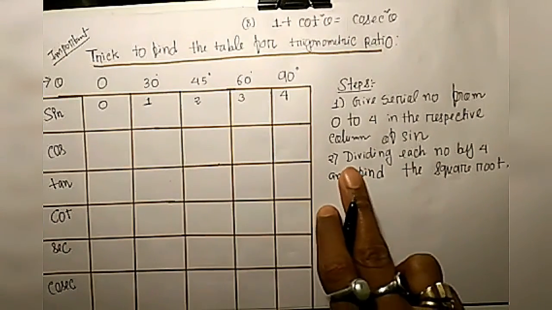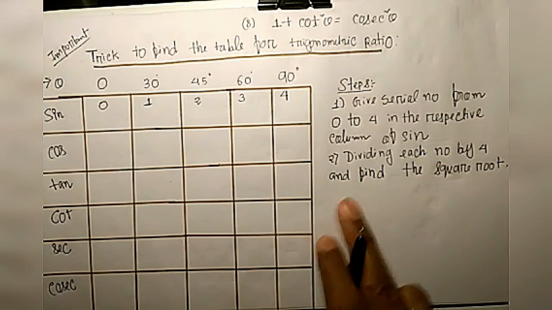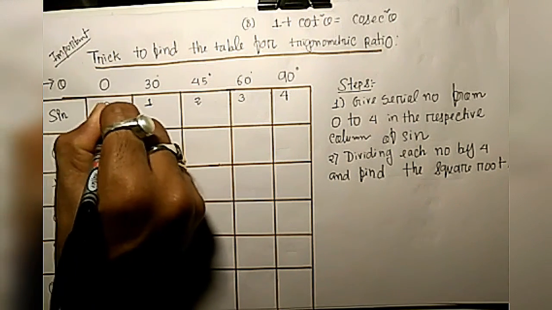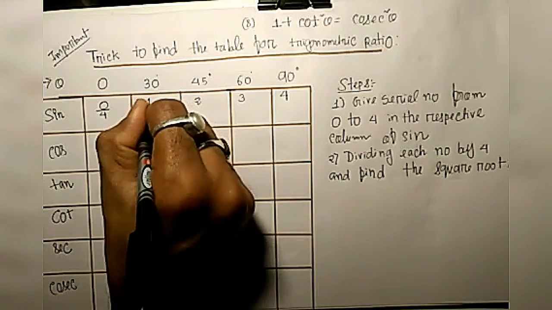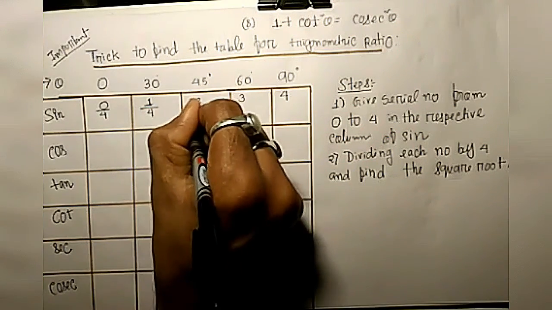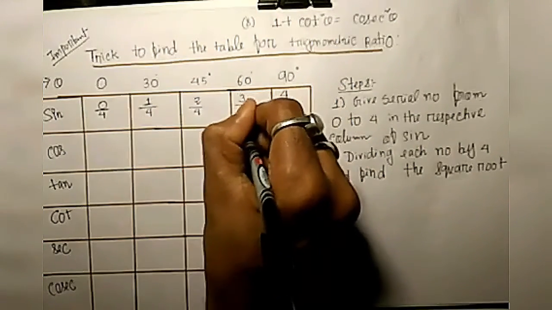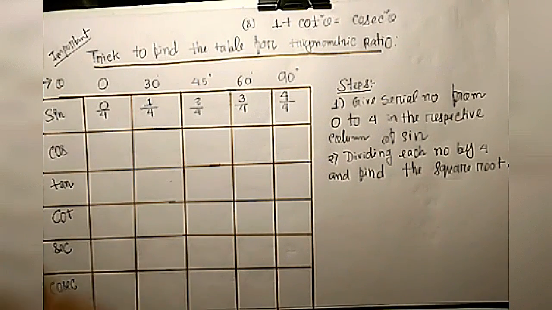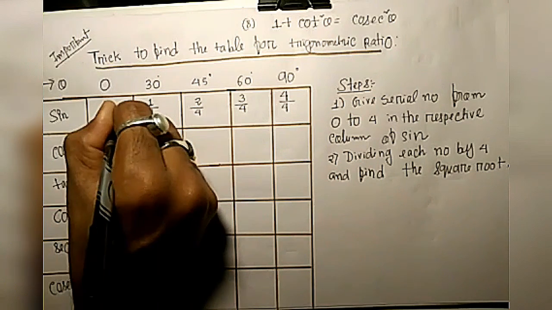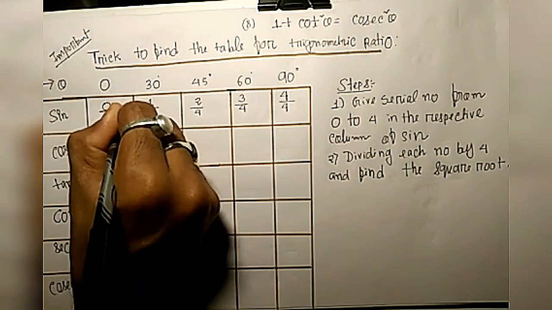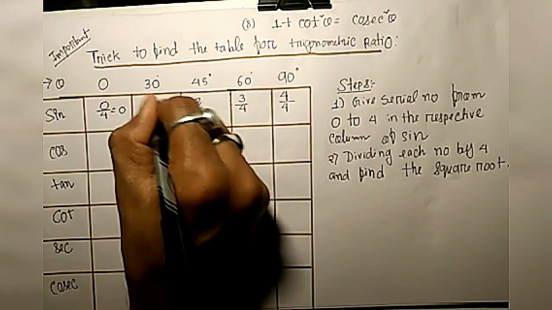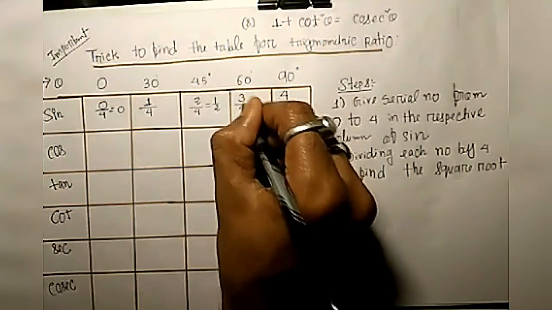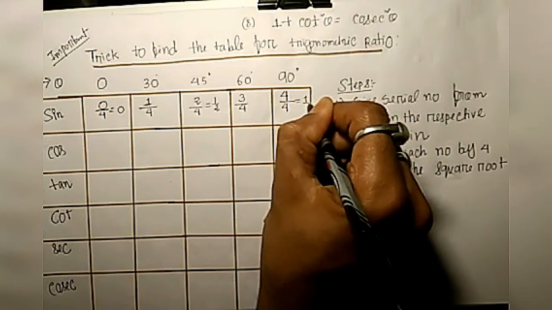So what is the meaning of the line? We have already given the serial number from 0 to 4. Now dividing each number by 4: 0 divided by 4, 1 divided by 4, 2 divided by 4, 3 divided by 4 and 4 divided by 4. So 0 divided by 4 is 0. 1 by 4 remains 1 by 4. 2 by 4 means 1 by 2. 3 by 4 remains 3 by 4. 4 by 4 means 1.